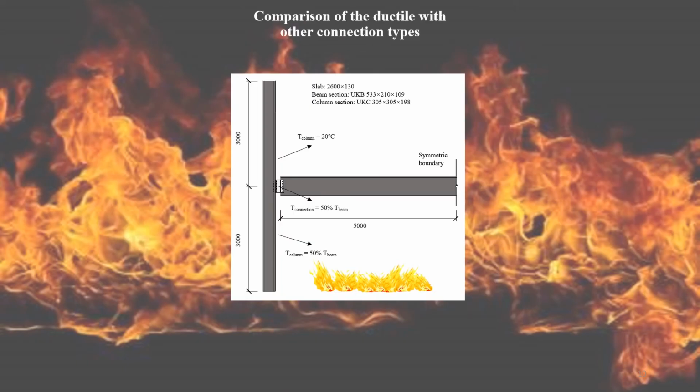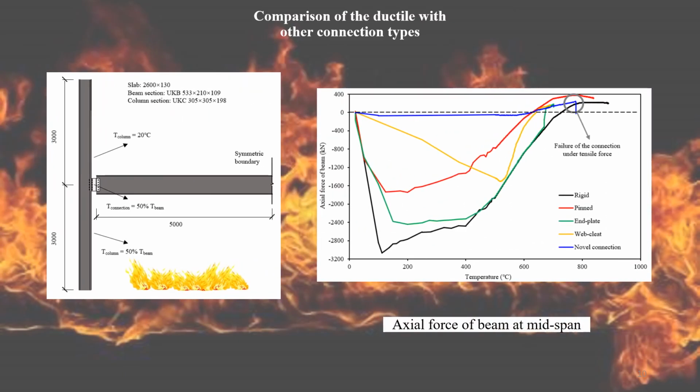Comparative results between the frame with the ductile connections and the frame with other types of connections are shown in the figure. As can be seen from the figure, the actual force of the beam with ductile connection is significantly reduced compared with the beams with other connections. This indicates that the proposed ductile connection has more ductility to accommodate the actual deformation of the beam in fire.